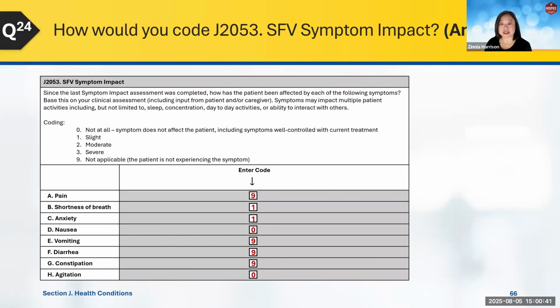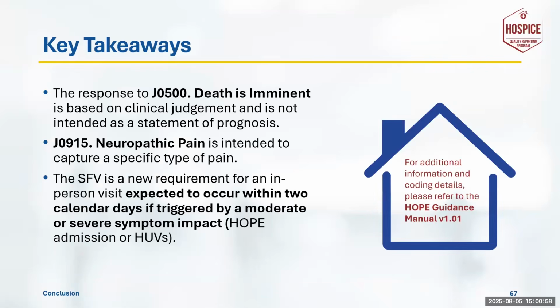Since the patient is not experiencing any of these symptoms. So there's a lot in this section J, and I know folks will want to review the section a bit more closely after the workshop and just continue to practice to be successful. Okay, at this point, I'm going to turn it back to Terry, and she'll give us a few key takeaways on section J. Thanks, Zinnia. So I'm going to review some of the key takeaways from this section.